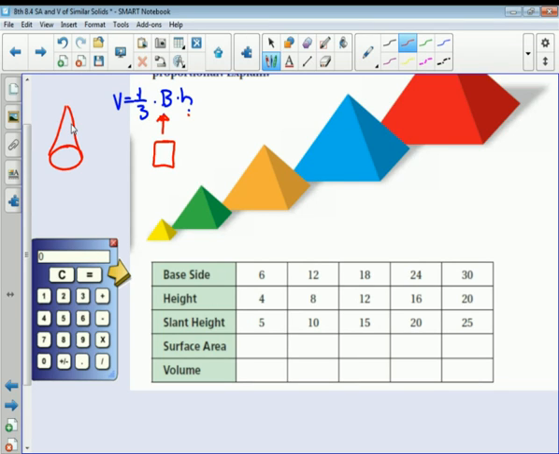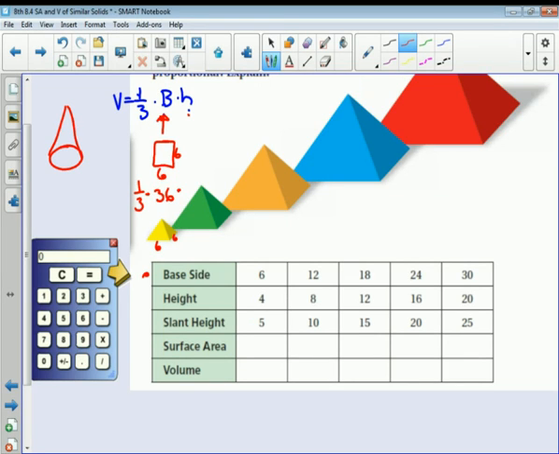Okay, so we're gonna have to understand what pieces of information we need here. So we are going to need our base side. So on our first one, that is 6 by 6, okay? So that's this square that we're seeing right now. So 6 times 6 gives me 36 for that piece of the equation. So I have 1/3 times 36 times, now I have to decide what height I'm going to use.